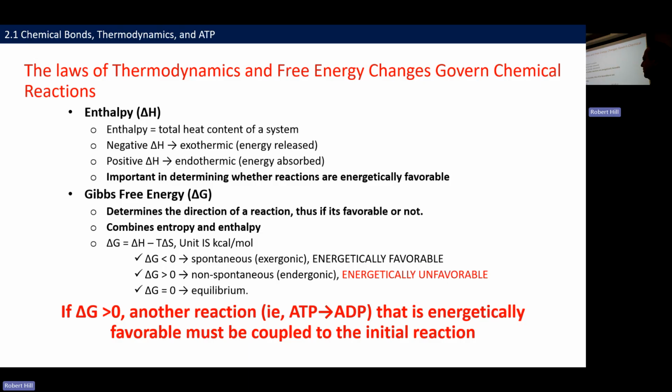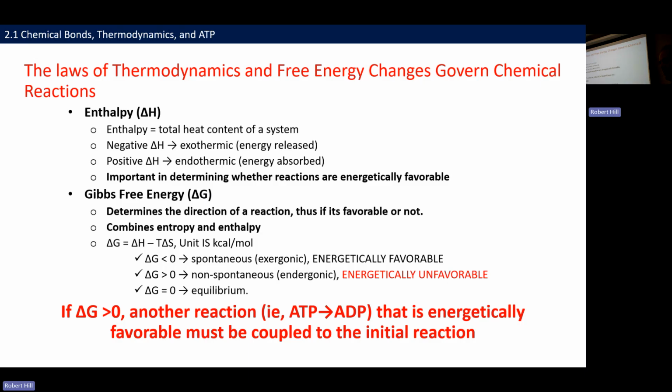If the reaction is less than zero, it is energetically favorable, which means it does occur spontaneously. It'll occur in solution. It just occurs on its own. It doesn't need an enzyme or anything like that to assist it. And if it's zero, that means it's in equilibrium. The number of reactants and products is the same. The reaction is going back and forth in the same manner.